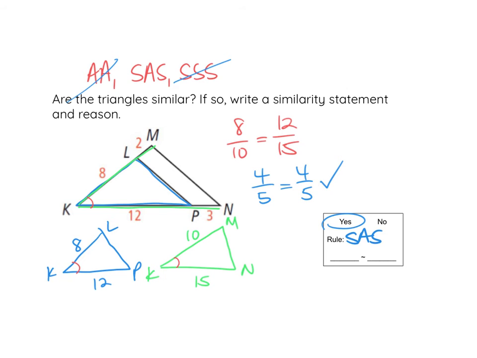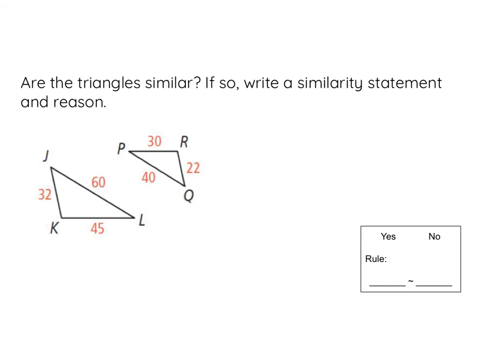And then my similarity statement, I'm going to say triangle KLP is similar to triangle KMN. Because again, that's how those sides correspond. K matches K, L matches M, P matches N. More here.